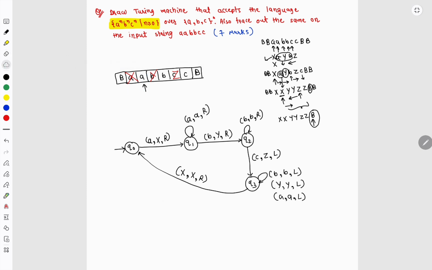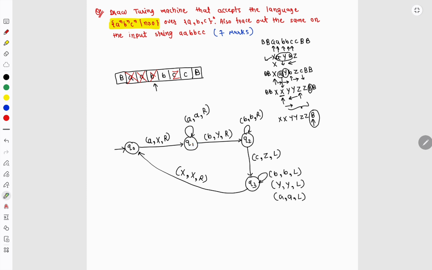Now this small a we have written like this. If small a occurred, convert it into capital X and move towards the right hand side. So let's convert this a into capital X. Now the read write head is at capital Y. Now we are at Q1 state. We are at Q1 state when the read write head is at capital Y.